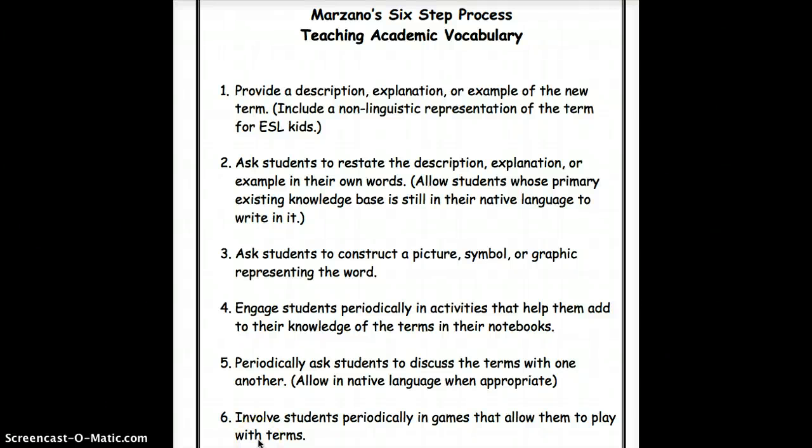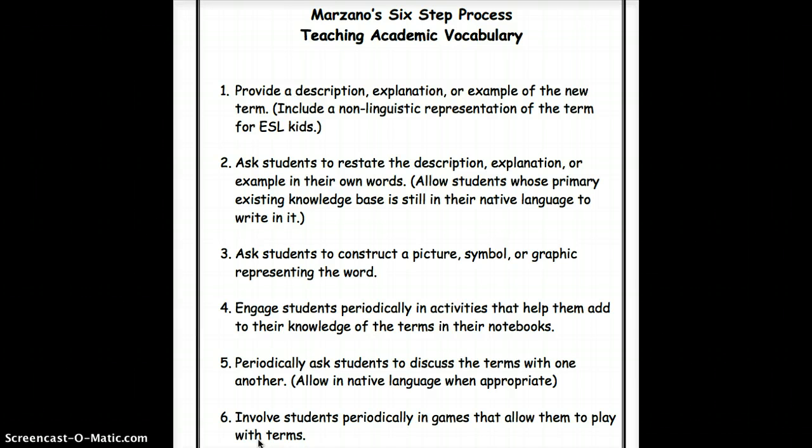One of the initiatives with our ELA teachers this year is using the Marzano 6-step process to vocabulary instruction. And I'm kind of trying it out with the word discourse, because my kids definitely know what it means to talk. They know what it means to have a discussion, but this idea of discourse is different to them. So the first thing I do is I provide a description, explanation, or example.